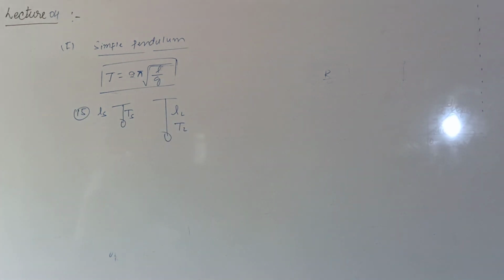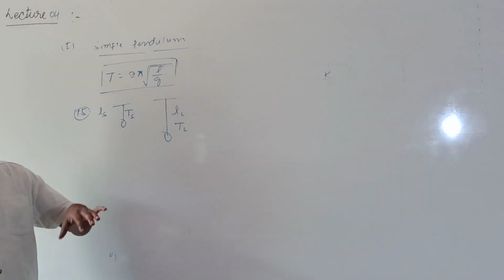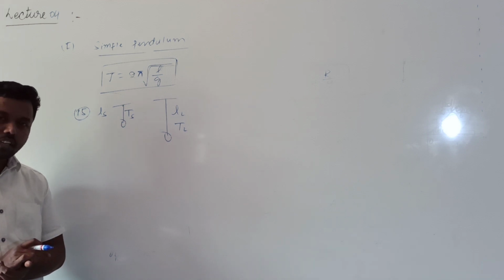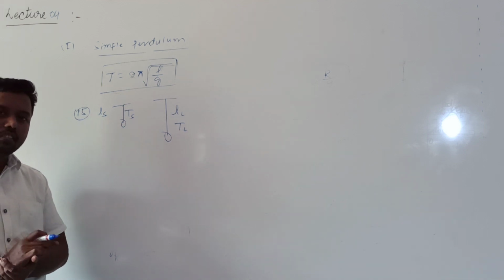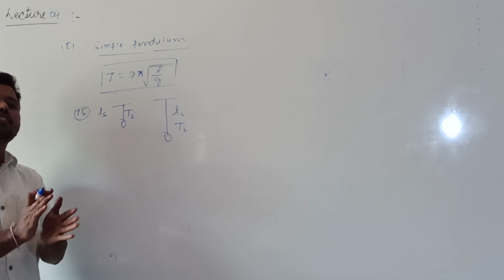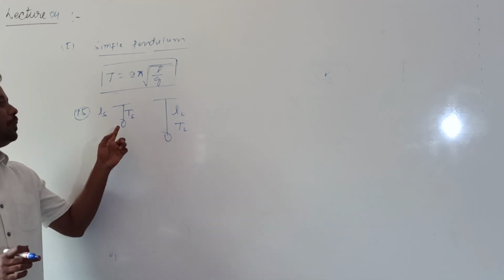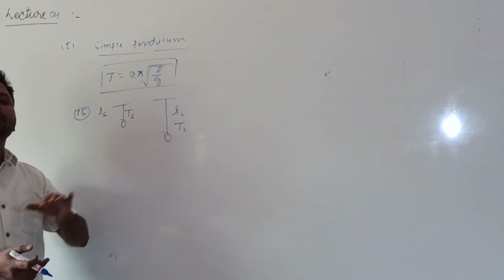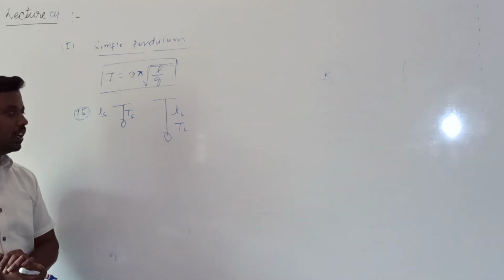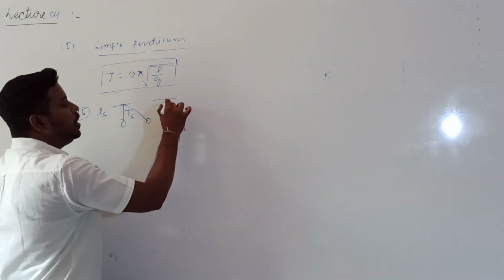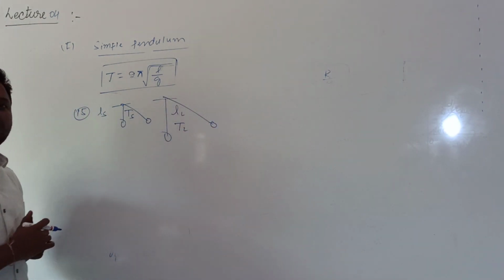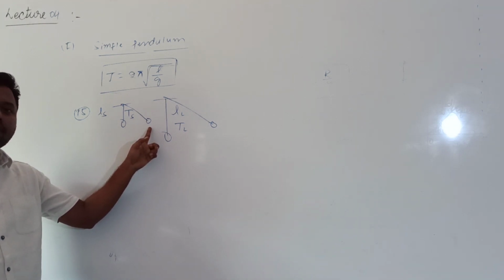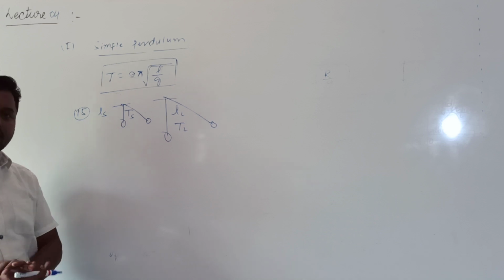The two pendulums start oscillating from the same position. Initially both are in the same phase. After how many oscillations will they be in phase again? Suppose after n oscillations by the shorter pendulum, both are again in phase. Both are pulled from the mean position to the extreme position, and both are released from the right extreme position at the same time. Initially both are in the same phase.